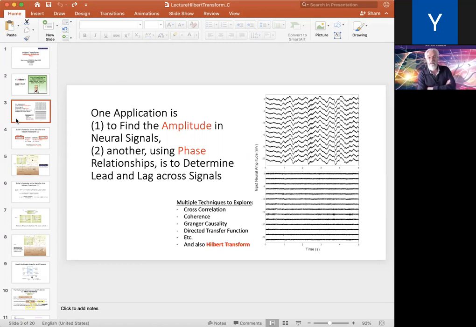signals in multi-channel recordings. Now in chapter 13, there are a couple of techniques that can do that, such as cross-correlation and coherence. This year I won't have time to go into chapter 14, but there are more techniques that can do that, and in chapter 14 I discuss Granger causality and the so-called directed transfer function. But for now we are going to look at the last part of chapter 13, which is the Hilbert transform.